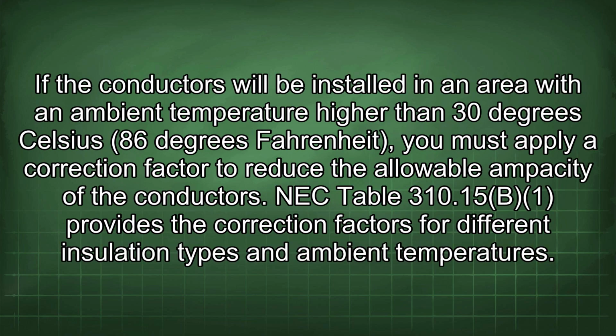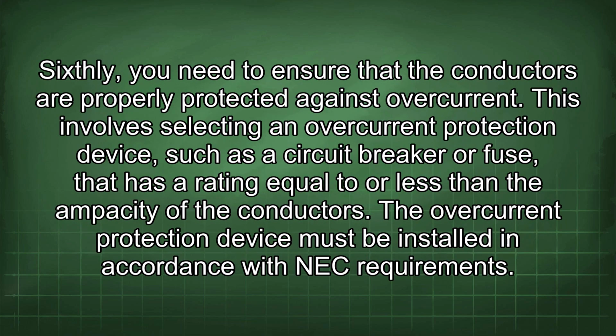If the conductors will be installed in an area with an ambient temperature higher than 30 degrees Celsius (86 degrees Fahrenheit), you must apply a correction factor to reduce the allowable ampacity of the conductors. NEC Table 310.15(B)(1) provides the correction factors for different insulation types and ambient temperatures. Sixthly, you need to ensure that the conductors are properly protected against overcurrent.